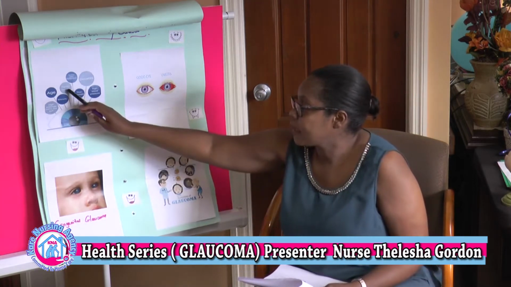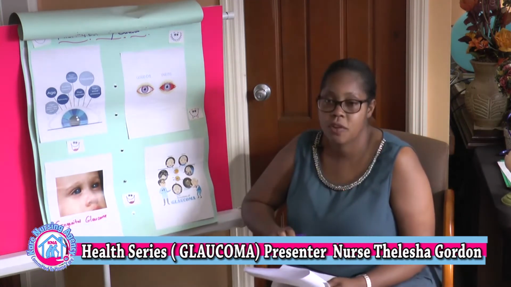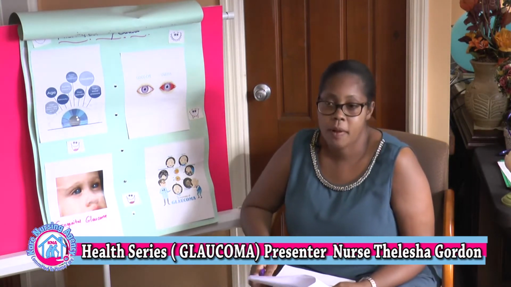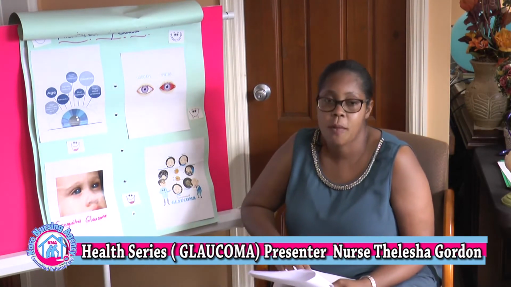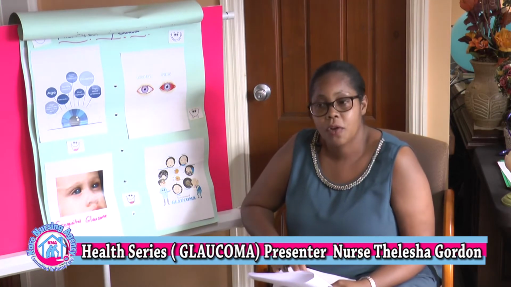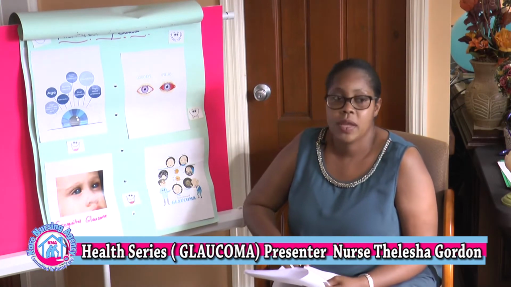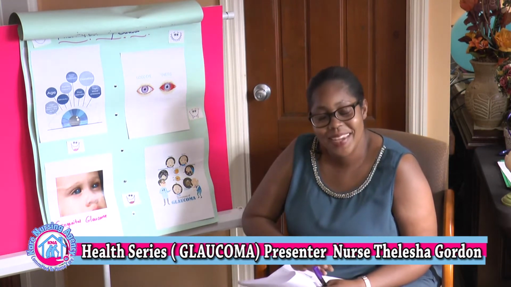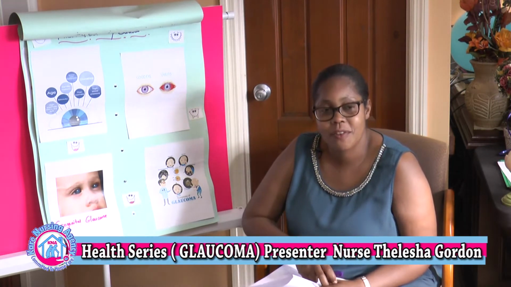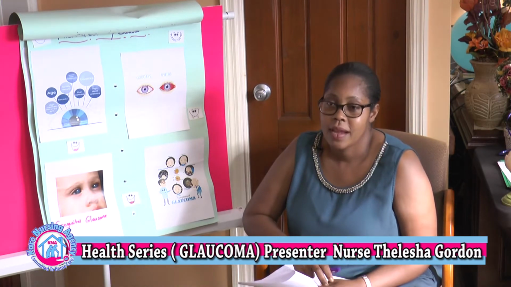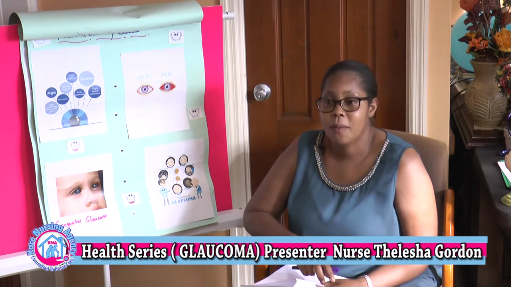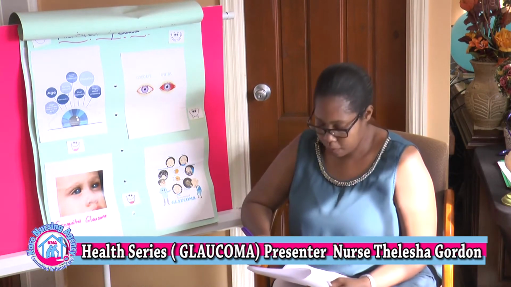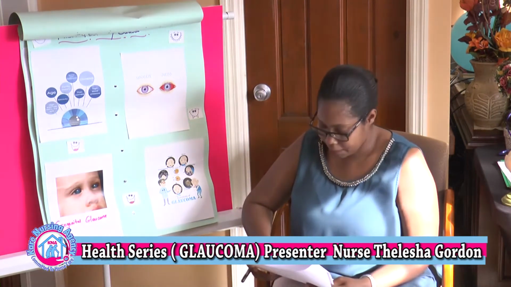Family history. If you have a strong family history of glaucoma, more than likely you will develop glaucoma. If your mother has glaucoma, if your father has glaucoma, your sister. So we often tell the patients that if you have any family history of glaucoma, to get your eyes checked. Most of the time glaucoma doesn't come with any signs and symptoms, and the only way to find out that you have glaucoma is to get an eye examination done.